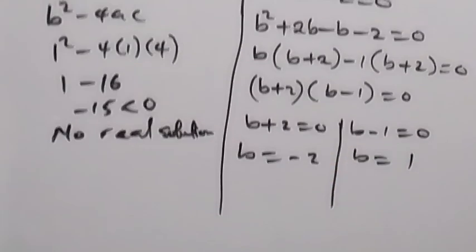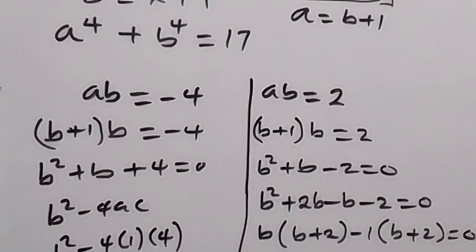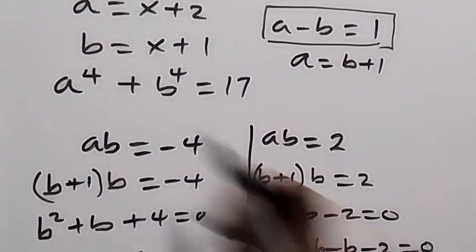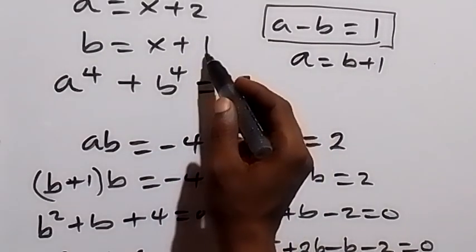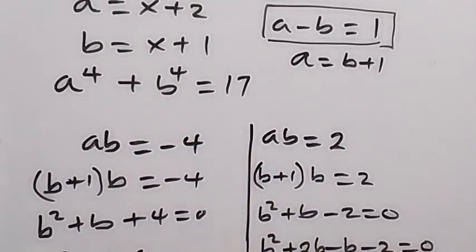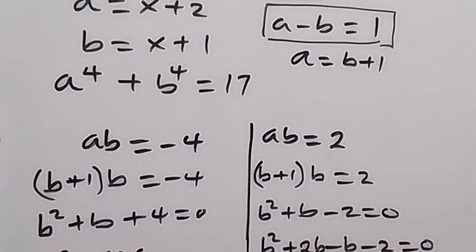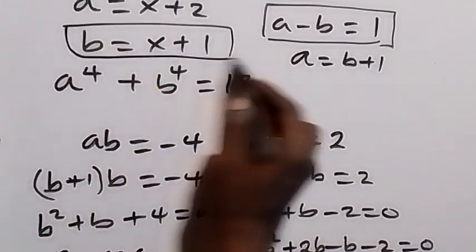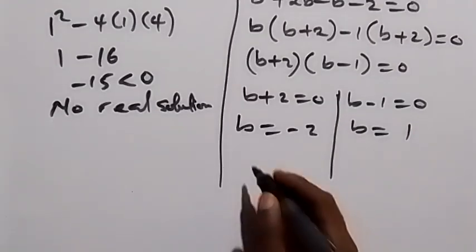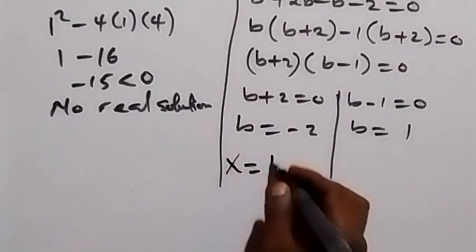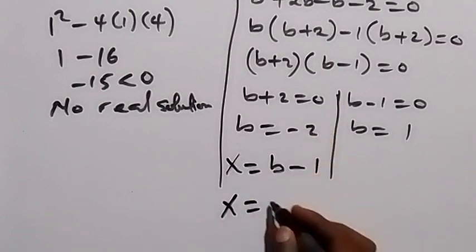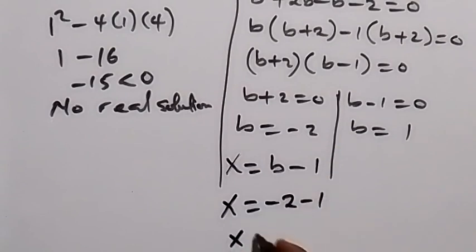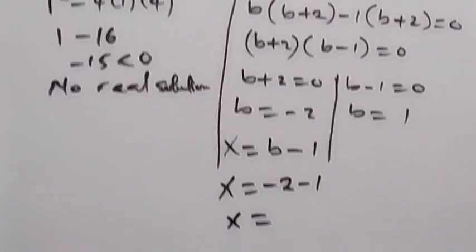And don't forget, from here we represented b as x plus 1. So now we can say x will be equal to b minus 1. So we have x equals b minus 1 from this step. So from this side, we have x equals minus 2 minus 1. So x here will be equal to minus 3.